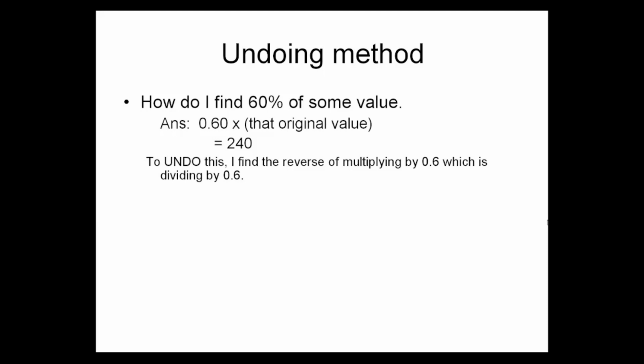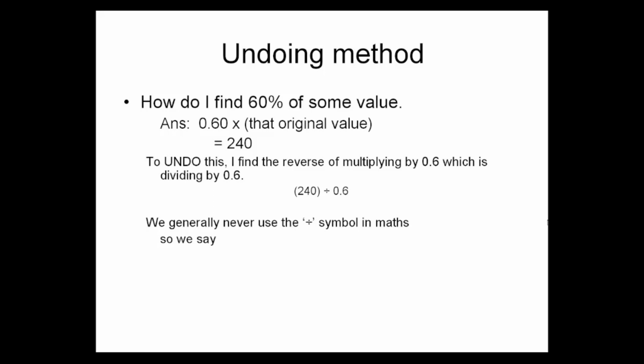So what I did was I multiplied the value by 0.6 to get 240. So what I undo is the reverse of multiplying, which is dividing. So I get my answer 240, I divide by 0.6 to undo that multiplying by 0.6. I divide by 0.6 and that undoes what I've done. That brings me back to the original value and I'll get my answer 400.